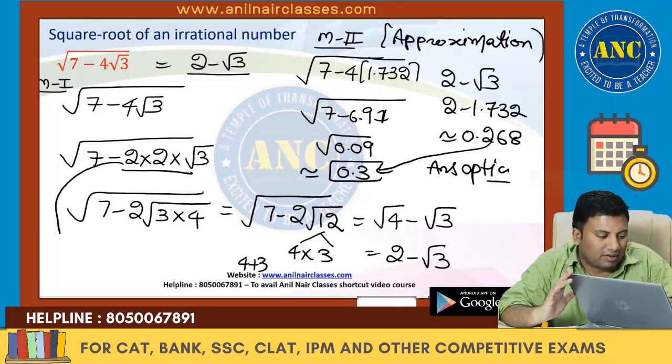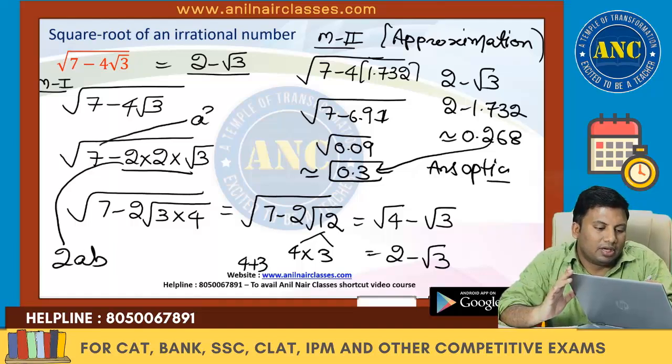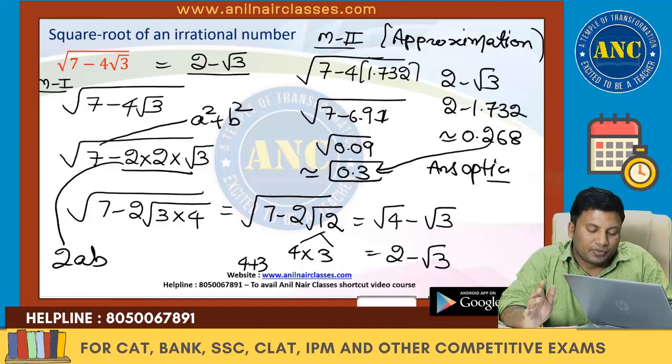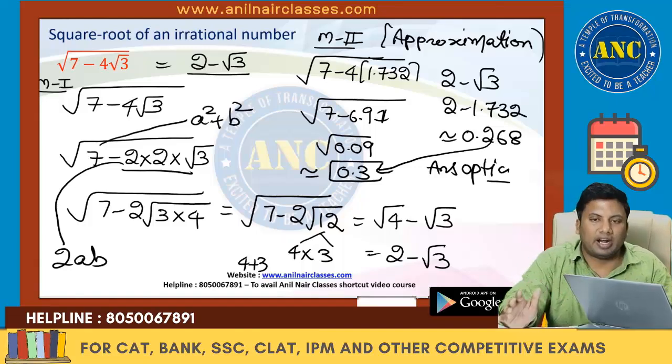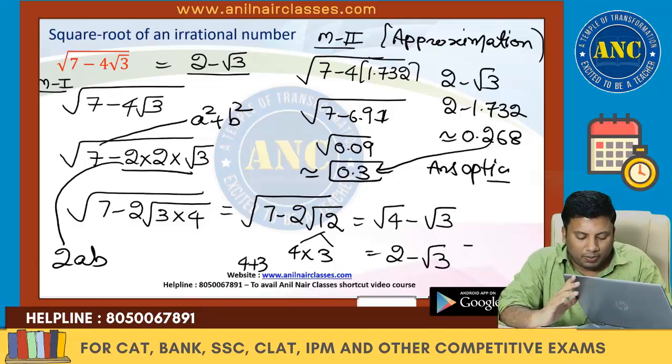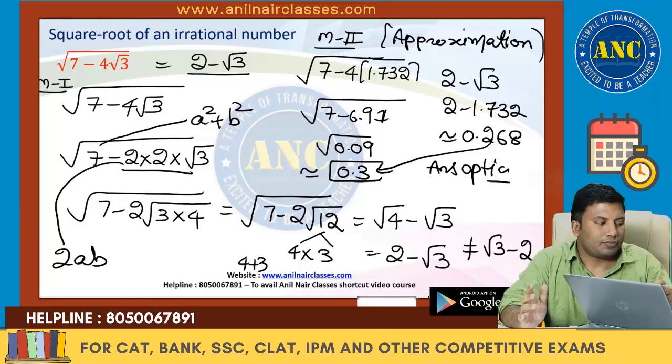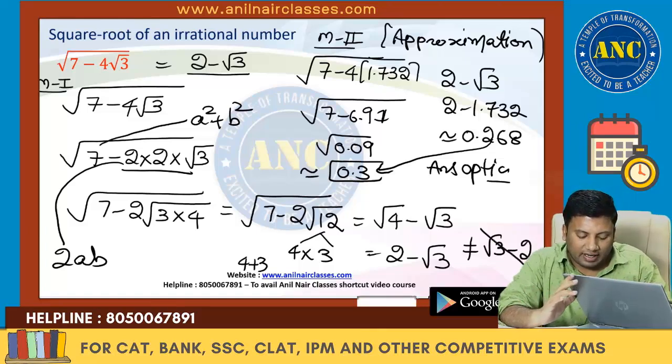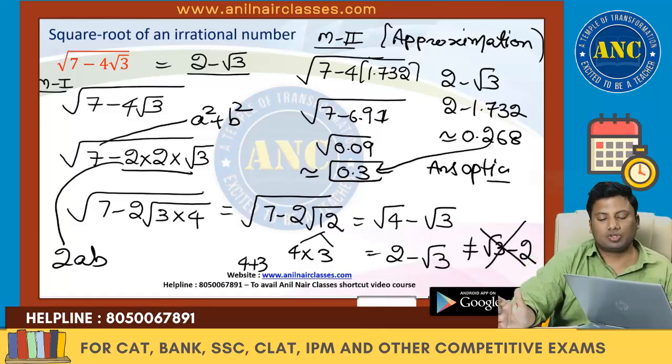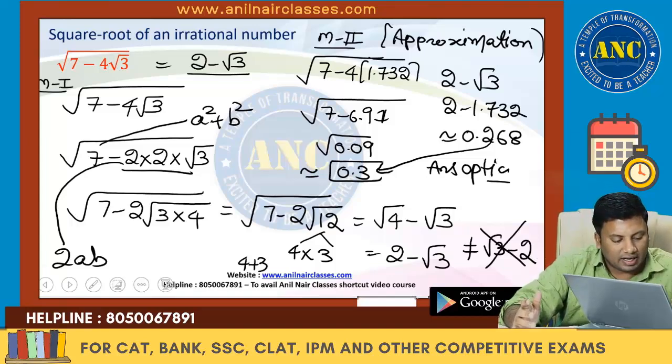It should be of the form a square plus b square, right? The larger number should be first, the smaller is subtracted from the larger number. Please don't write it as root 3 minus 2. Square root can never give a negative value.